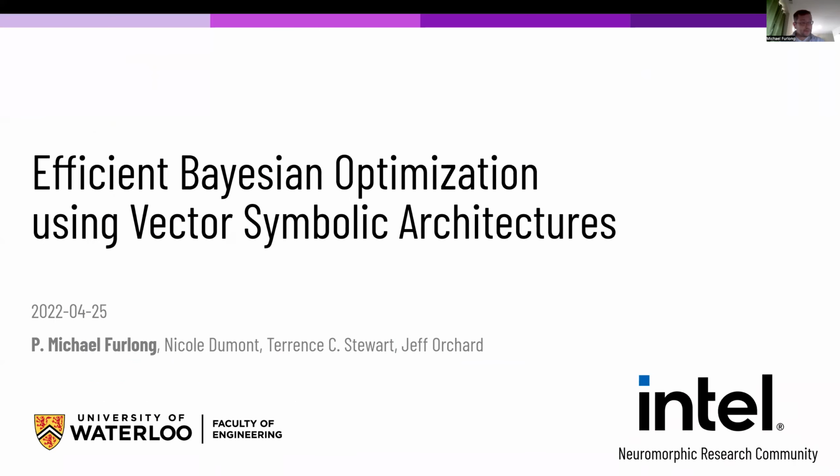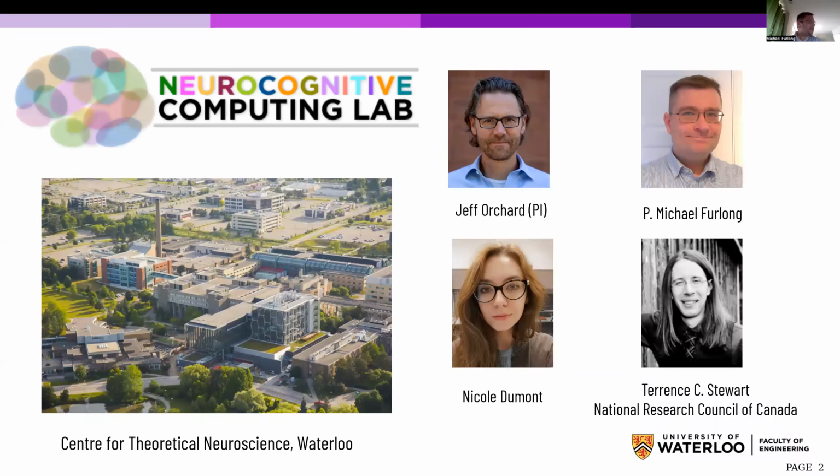This work is generously supported in part by a gift from the Intel neuromorphic research community, and it's being conducted in the Neurocognitive Computing Lab. Jeff Orchard is the PI of this project. I'm Michael Furlong, a postdoc, working with Nicole Dumont, who is a PhD student at the University of Waterloo, and she is doing some exciting work on neural SLAM, using these vector symbolic representations. She's going to be giving a VSA talk on June 6th. That should be very interesting. And of course, Terry Stewart at Waterloo, currently at the National Research Council of Canada.